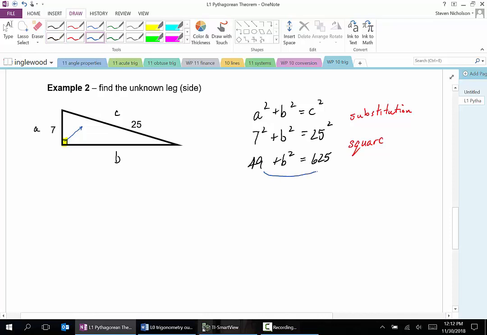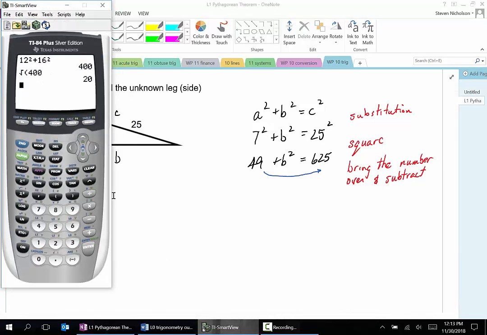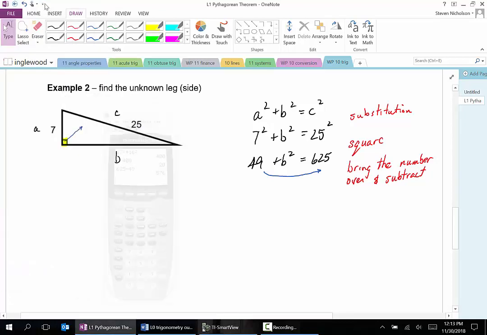We're always going to bring this number to the other side by subtracting. So we are always going to bring the number over and subtract. We're always going to do that. So in this case, when I bring the number over and subtract, again, we have a calculator. We're going to have 625 minus 49, and we're going to get 576. So now we have b squared is equal to 576.